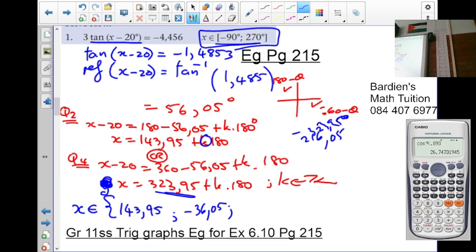So you get 143,95. What do you notice? It's a repeated solution. So do I have to write it down? No. So now you go minus 2. Negative 36, which you already have. So what about this branch? Did we get anything new from this branch? No. And that will always be the case on tan.